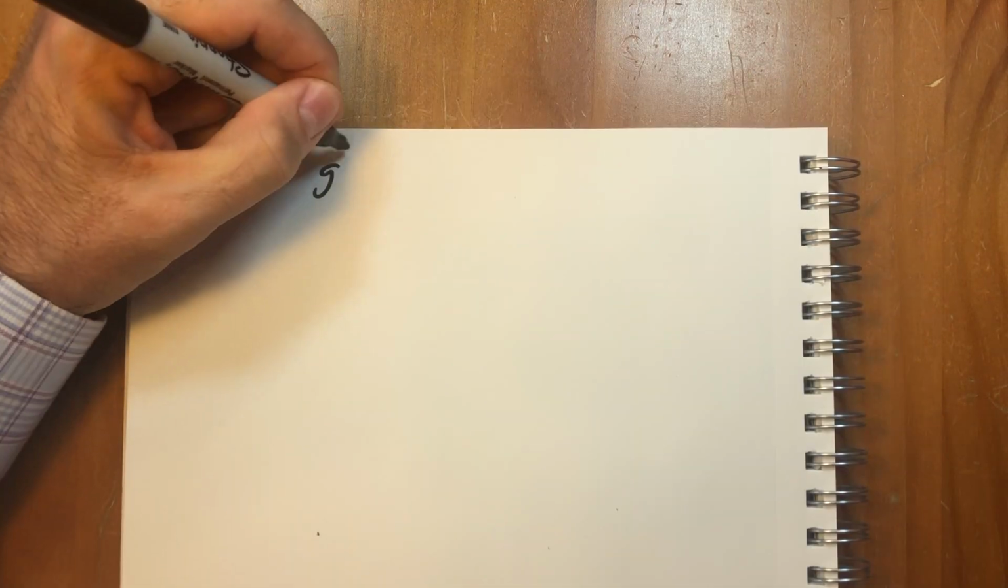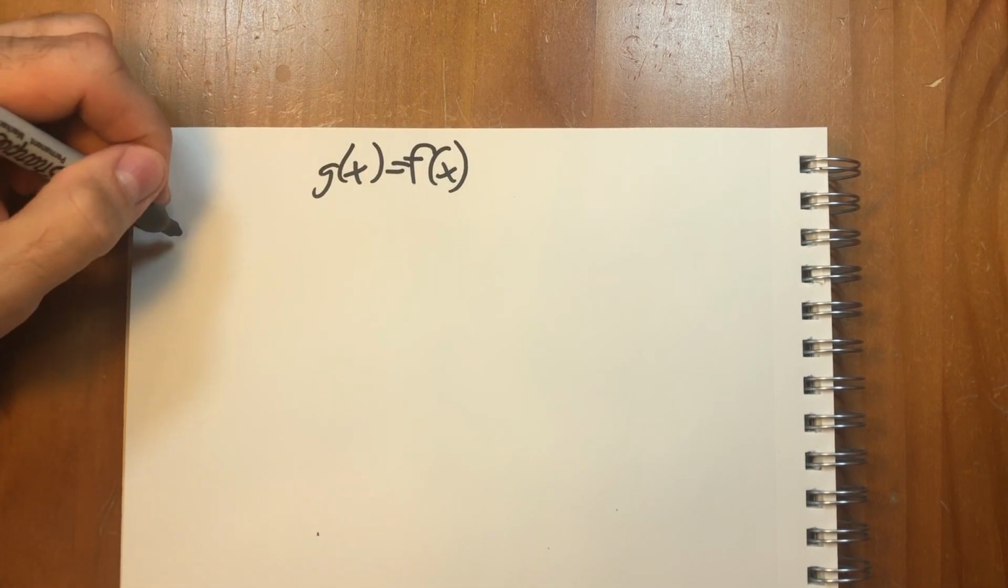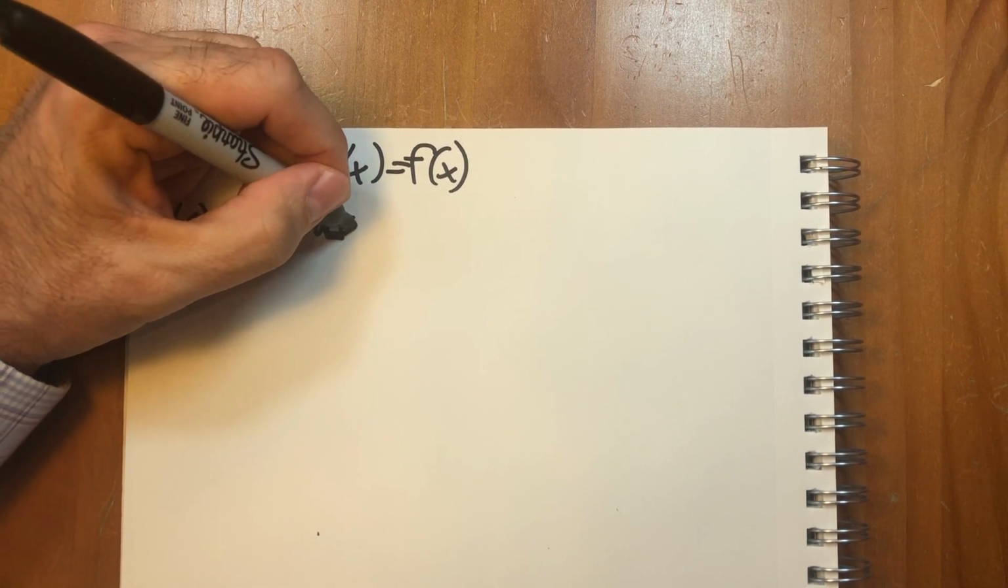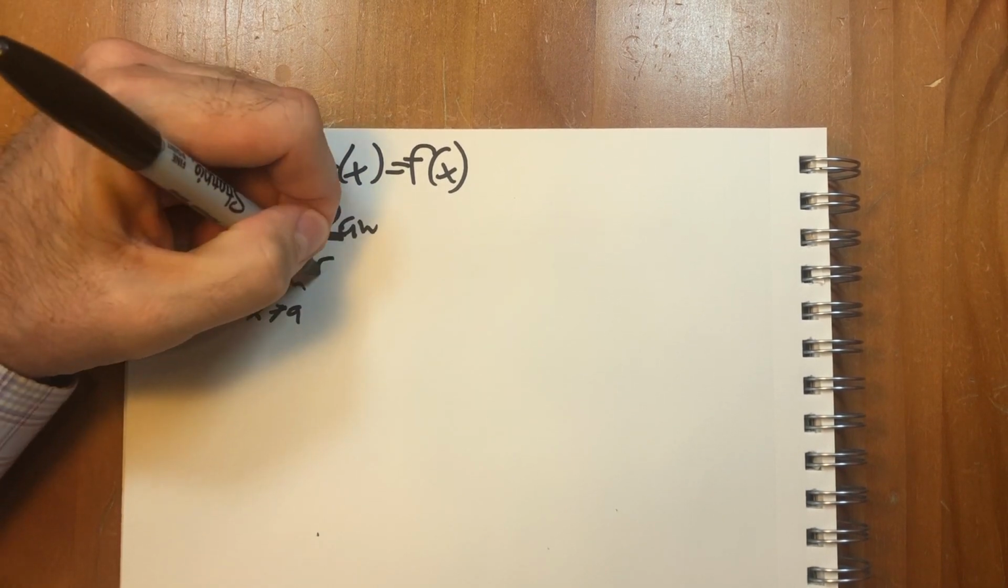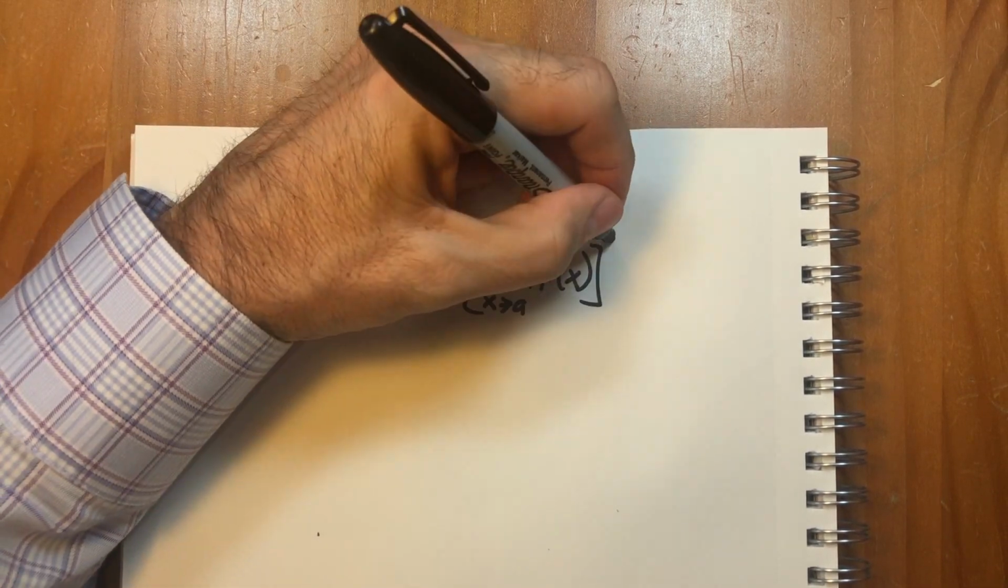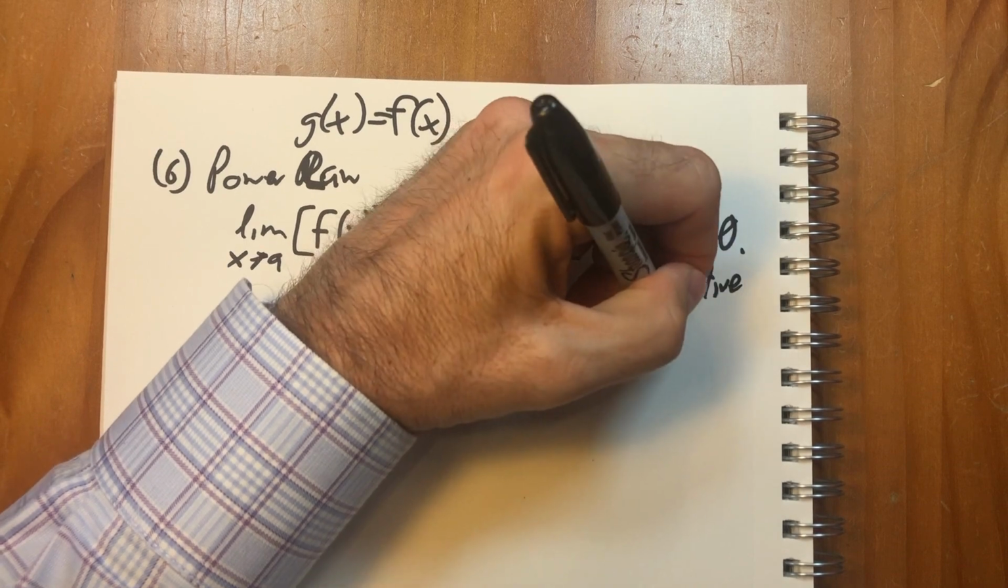Now, if we apply the product rule over and over with g of x equals f of x, then we get the next rule. The power law is that the limit of f of x raised to the n equals the limit of f of x, the whole thing raised to n, with n a positive integer.